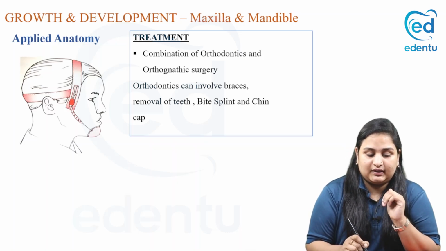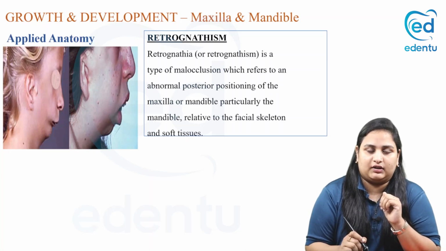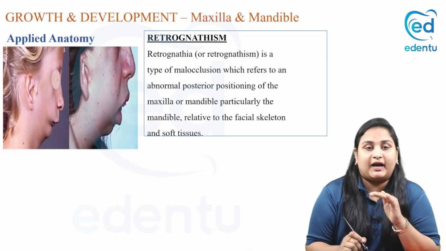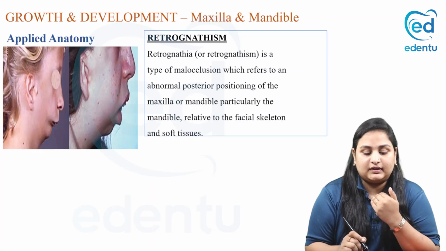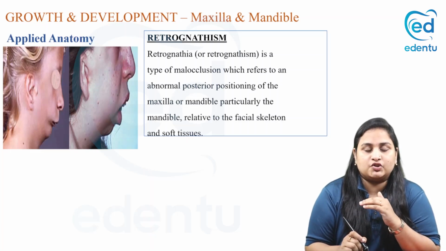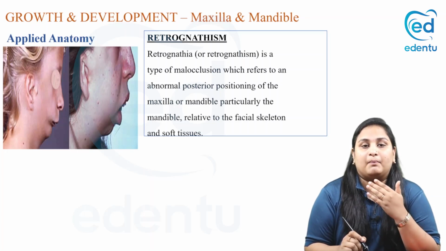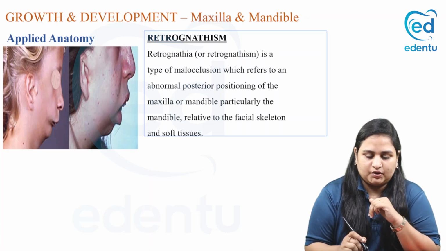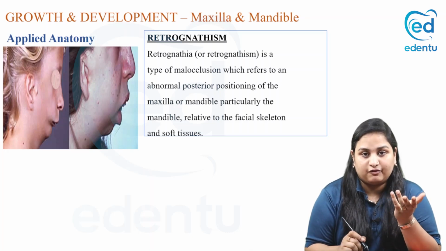Now let's see another condition which is just the opposite of this. It is called retrognathism, in which the mandible is placed behind the maxilla, and there is a type of malocclusion happening here. The maxilla is placed ahead and the mandible is placed much lower. This results in a facial skeleton which is highly deformed.